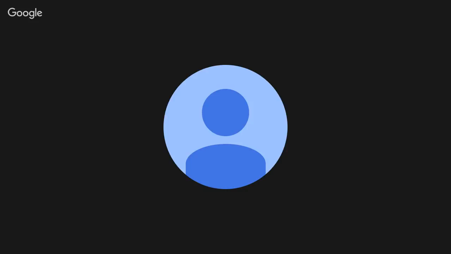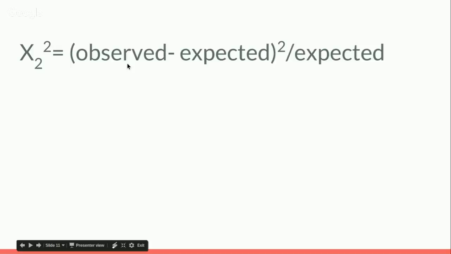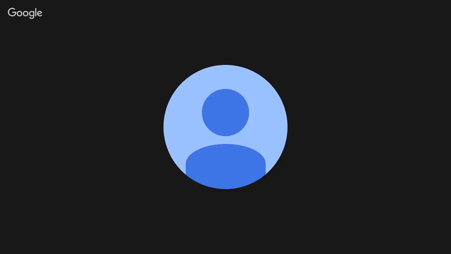We do a similar thing for tails. Observed minus expected, squared, divided by expected. The observed for tails was 30, while the expected was 25. All that divided by 25. Therefore, the chi-square was also 1.